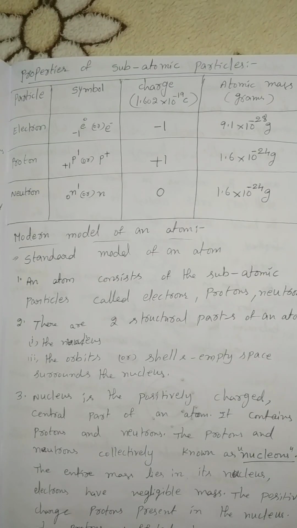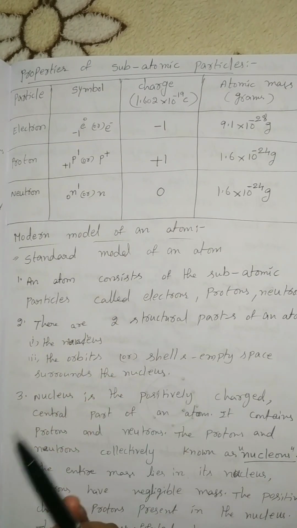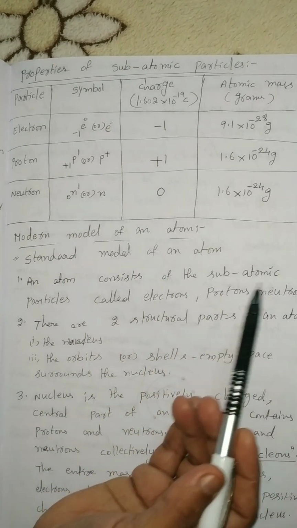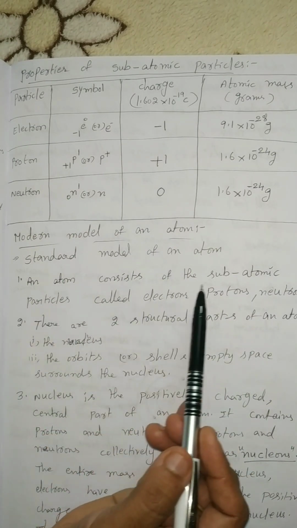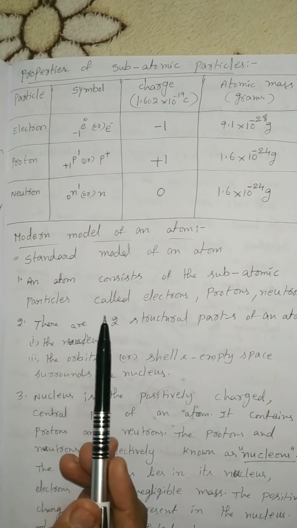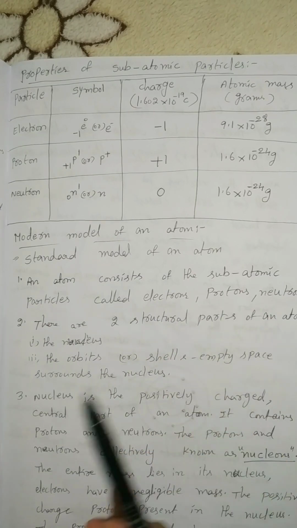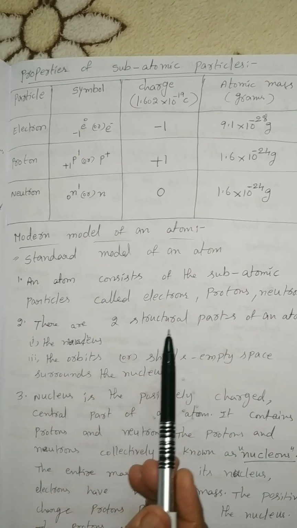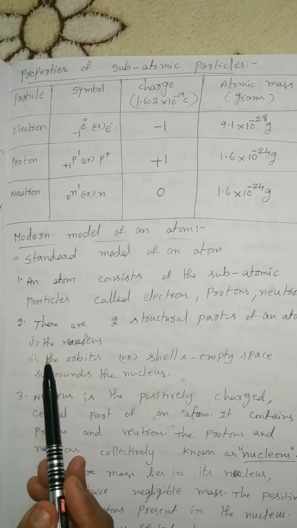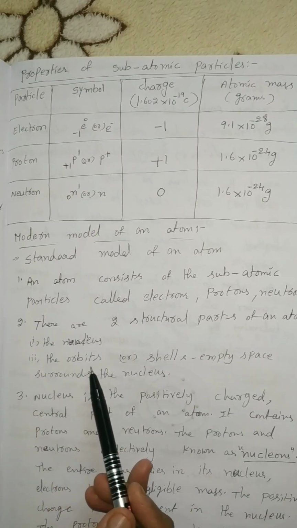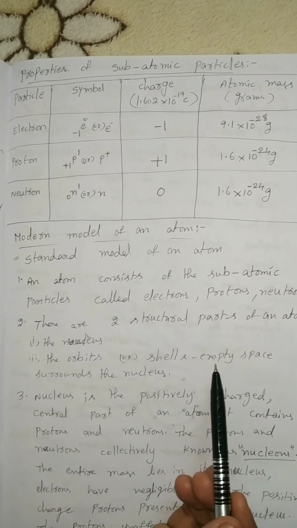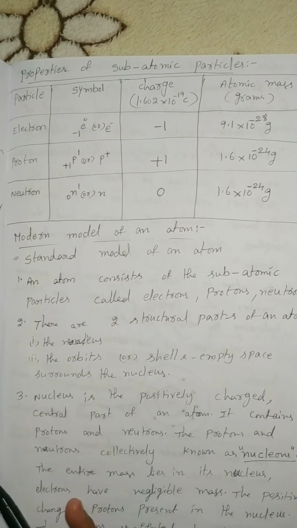Today I am teaching about chemistry, atomic structure, the modern model of an atom. Standard model of an atom. An atom consists of subatomic particles called electrons, protons, and neutrons. There are two structural parts of an atom: the nucleus, and the orbits or shells, which are empty space surrounding the nucleus.